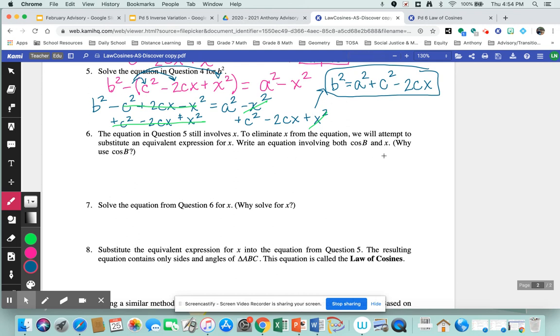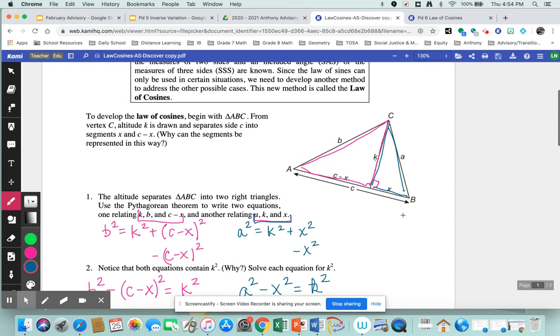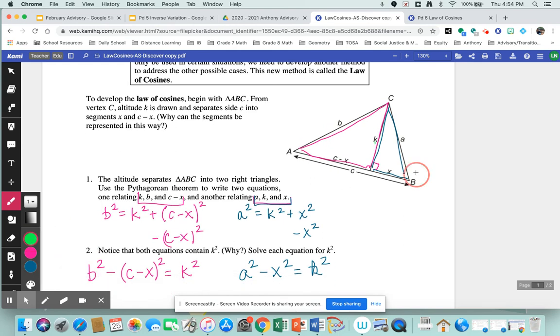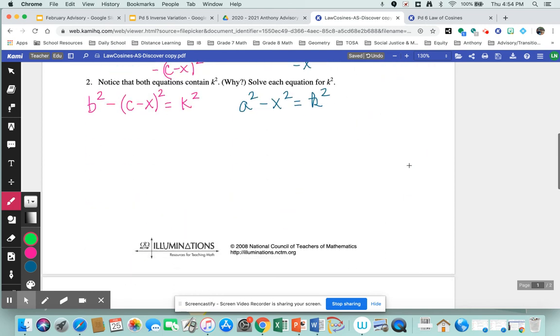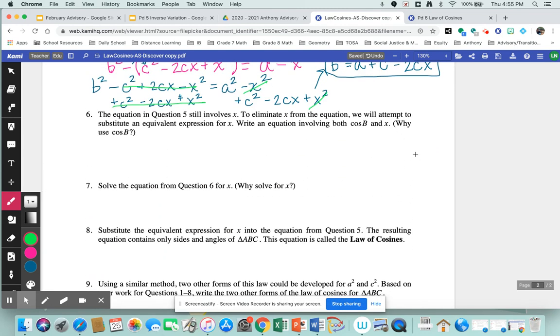So it says write an equation involving both cosine of b and x. And then thinking about why are we using cosine of b. So I'm going to go back up and look at my triangle. So here's angle B. And we want to write an equation involving cosine of b. The reason we're doing cosine of b is because it said to use x in this. So that's my adjacent side and my hypotenuse. Did it say to use the a? Yeah, it just said cosine of b and x.